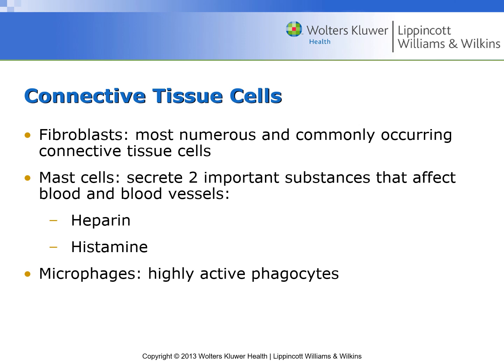Now let's look at the connective tissue cells. Fibroblasts are the most numerous and commonly occurring connective tissue cells. Mast cells secrete 2 important substances that affect blood and blood vessels. These are heparin and histamine. Macrophages are highly active phagocytes.